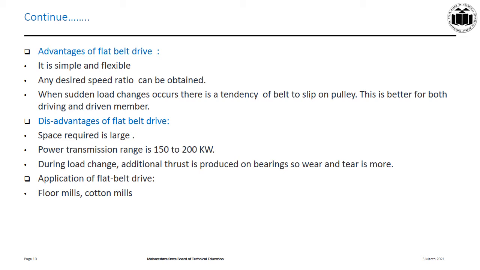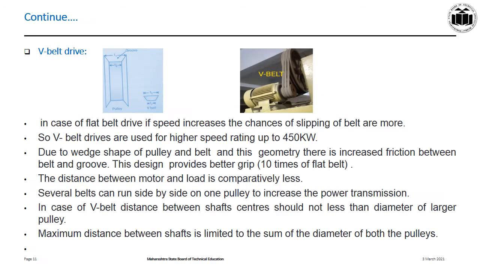But few disadvantages are also associated with the flat belt. Since it is a long distance belt drive system, the space required is more. Power transmission range is between 150 to 200 kilowatt. Also, it gives wear and tear. If we see the application of the flat belt drive, it is used in flour mills that we have seen in our day-to-day life, and the cotton mills as well.